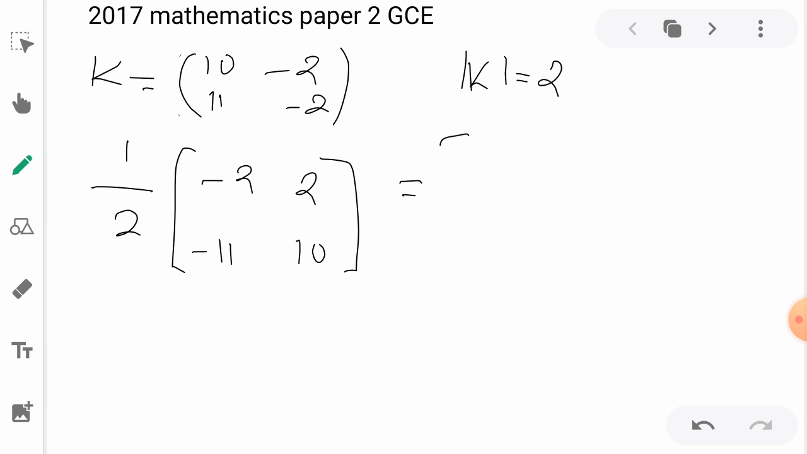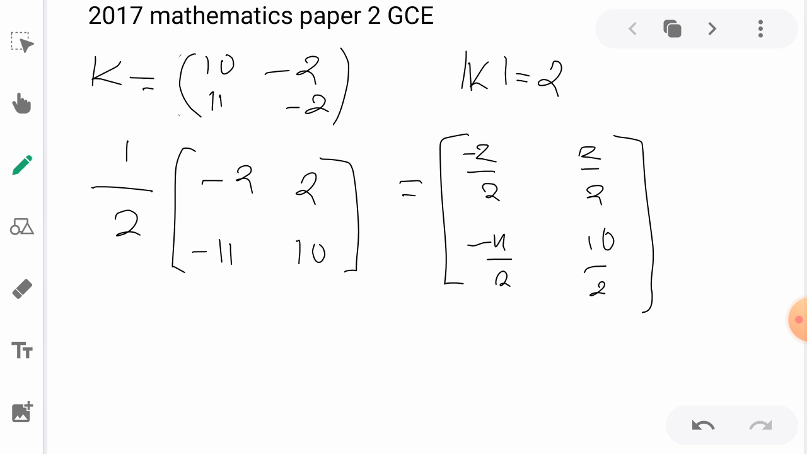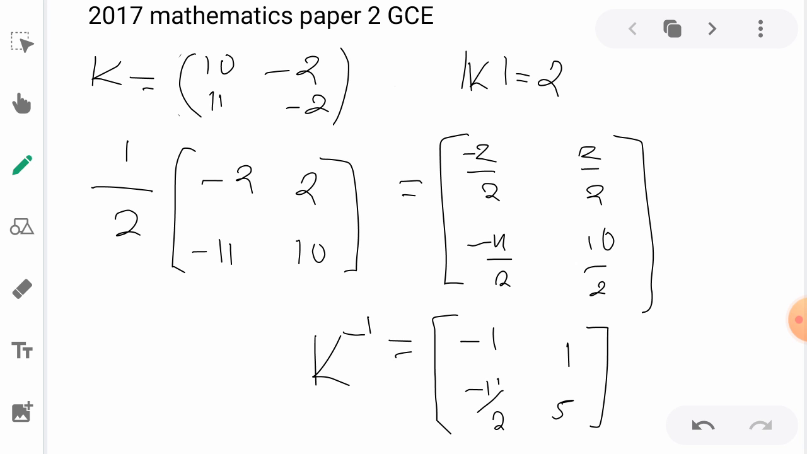So we're going to have 1 over 2 times negative 2 giving you negative 2 over 2, and this gives you 2 over 2. This side will give you negative 11 over 2, and this side will give you 10 over 2. And what you have here is 2 into negative 2 is negative 1, 2 into 2 is 1. Here you have negative 11 over 2, because 2 can go into 11 to leave a remainder. Then 2 into 10 is 5. So that's the inverse of K.